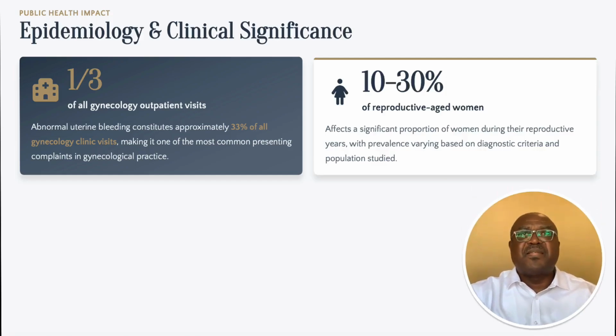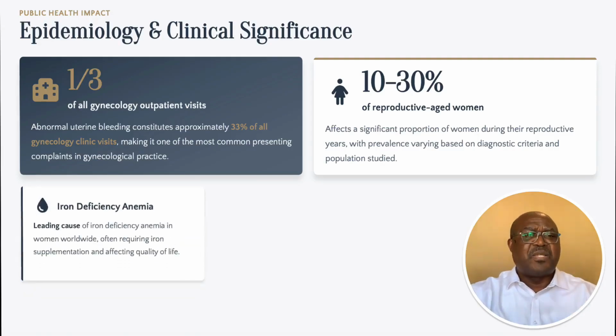Ten to thirty percent of reproductive-age women are affected at some point in life, though the exact figures vary based on how we define it and which population we are studying. Beyond the numbers, consider the consequences, because abnormal uterine bleeding is the leading cause of iron deficiency anemia in women worldwide. Many of our patients require iron supplementation, and some will develop even severe anemia requiring transfusion.